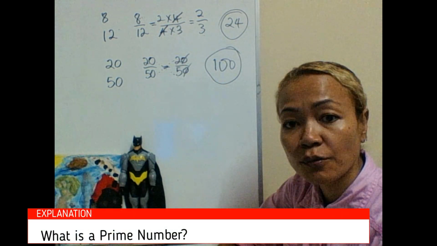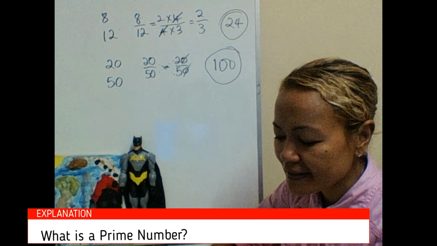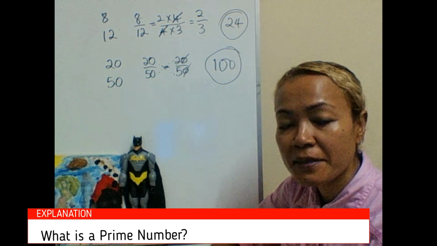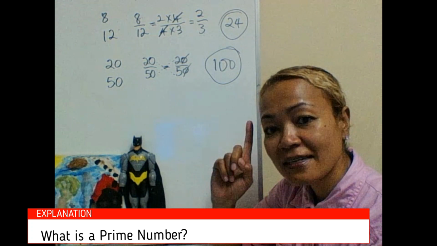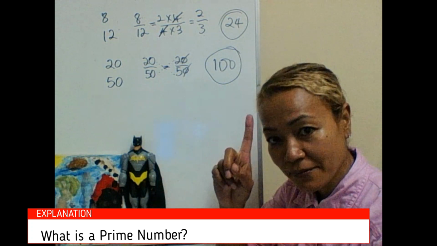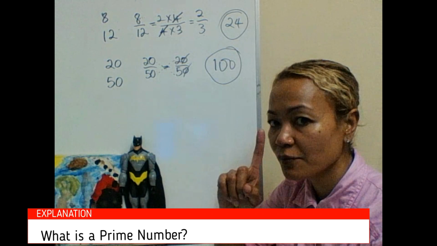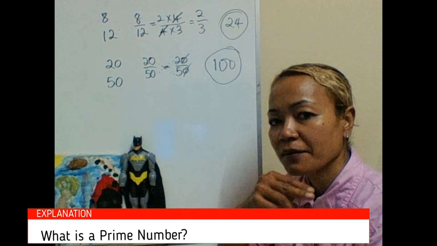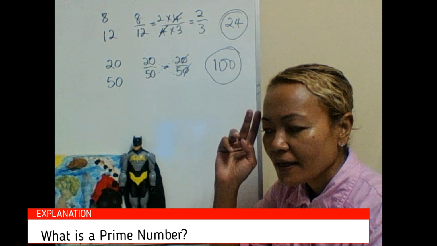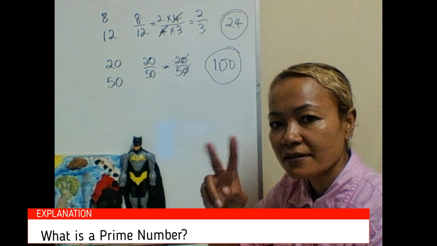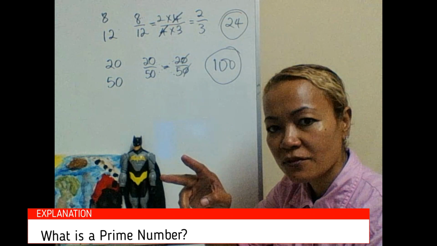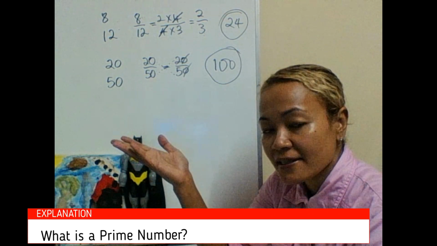Now, in case you don't know what a prime number is, and that's a separate topic on its own, prime numbers are two things. They are numbers greater than 1. So it must be a number greater than 1. So it can't be 1. Can't be 0, can't be a negative number. And the second quality is it has only 2 factors, 1 and itself. So when you break it down, it's only 1 and itself.